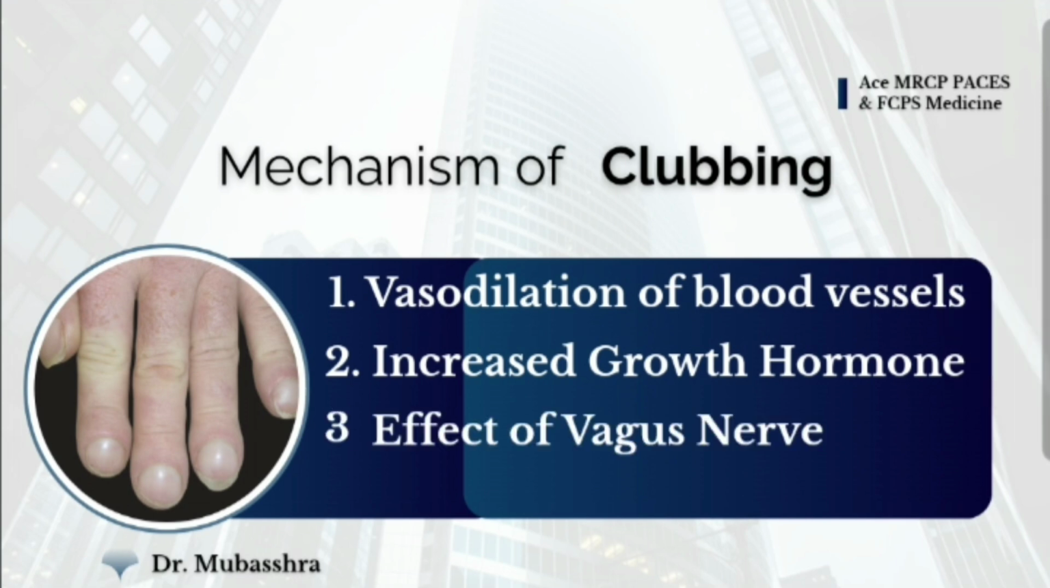Another mechanism is that clubbing occurs whenever organs supplied by the vagus nerve are affected. It has been shown that in bronchogenic carcinoma, vagotomy causes reversal of clubbing.